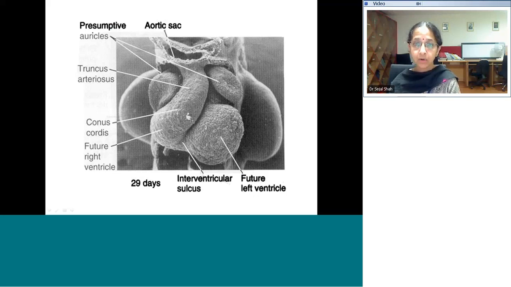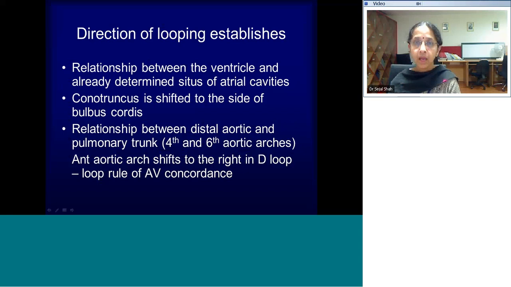So this is how, by the end of the 4th week of gestation, you have the future left ventricle, the future right ventricle. So this is the bulbus cordis and the truncus and the primitive aortic sac. Now the direction of looping has 3 further implications. Once the looping is established, you develop a connection between the atria and the ventricles. So you already have the situs of the atrial cavities determined, and once the looping is established, you have an atrioventricular understanding, whether it's concordance or not.